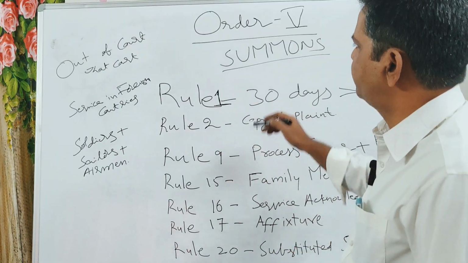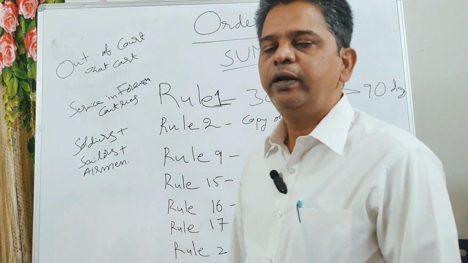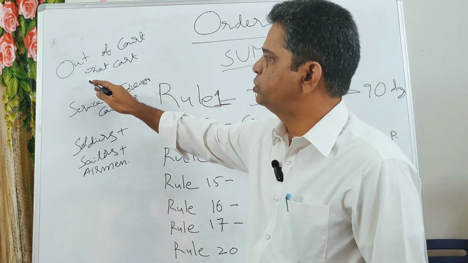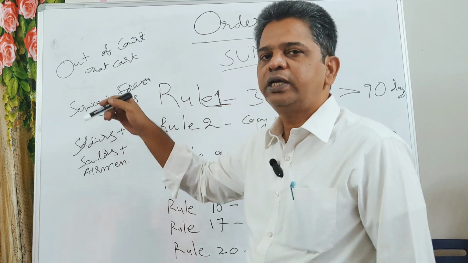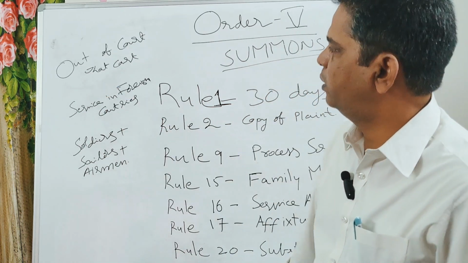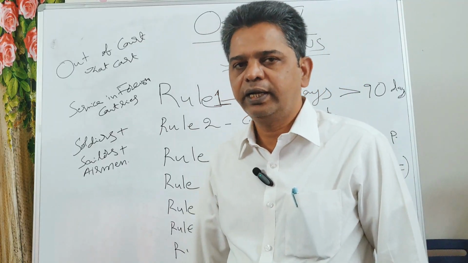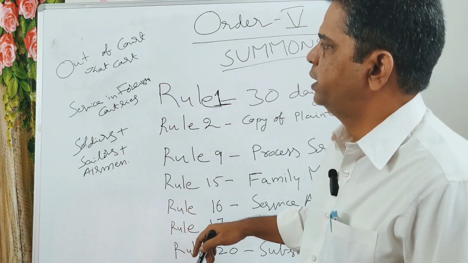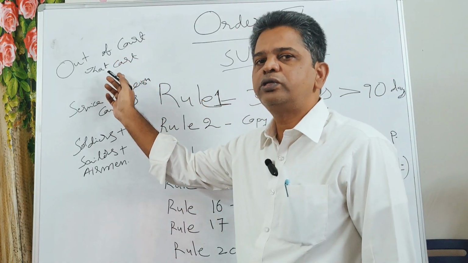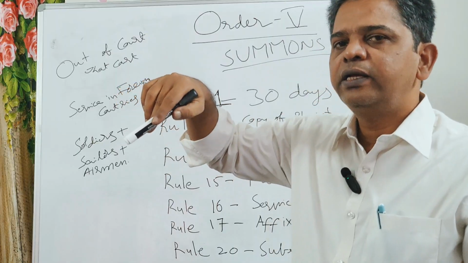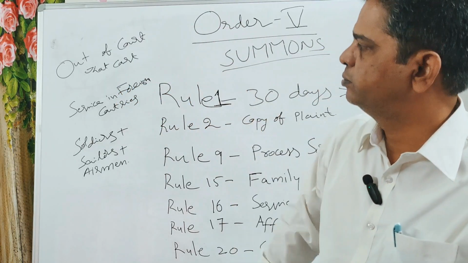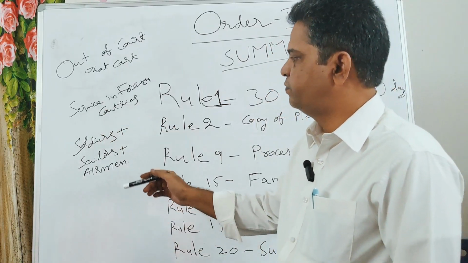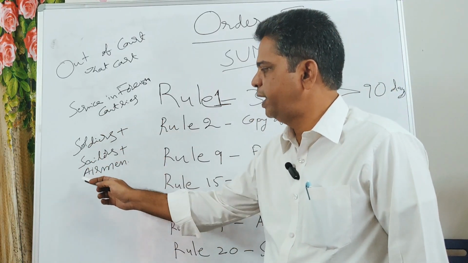Apart from service of summons within the jurisdiction of the court where the suit is filed, Order 5 also mentions how to serve summons outside that jurisdiction. For instance, if the suit is filed in Calcutta and the defendant resides in Chennai, then the courts in Calcutta shall send the summons to the Chennai courts, and the Chennai court will in turn serve the summons on the defendant and return the same.